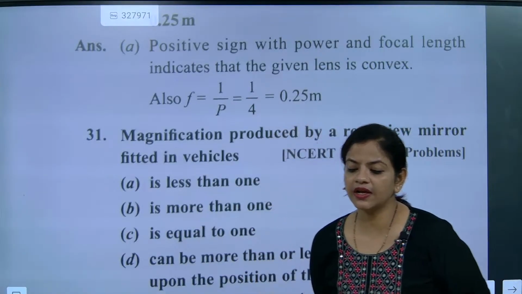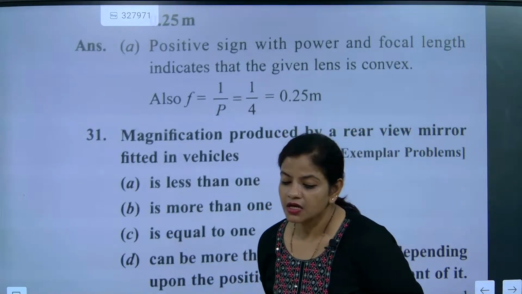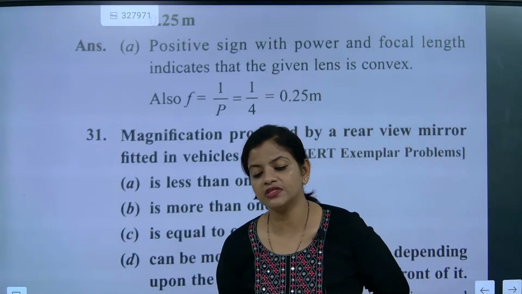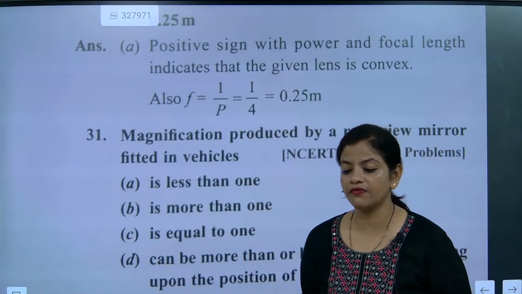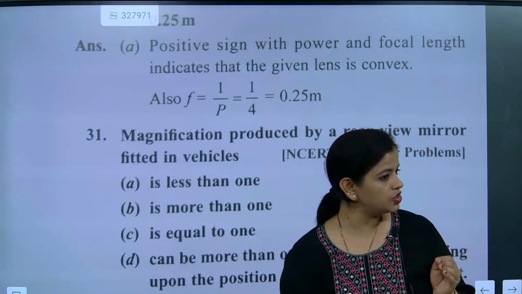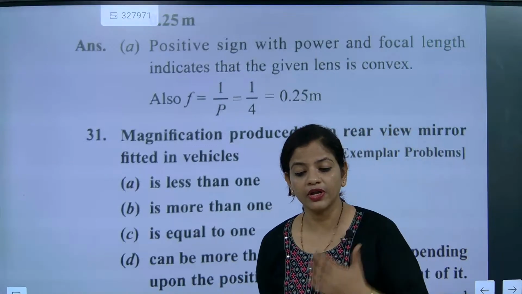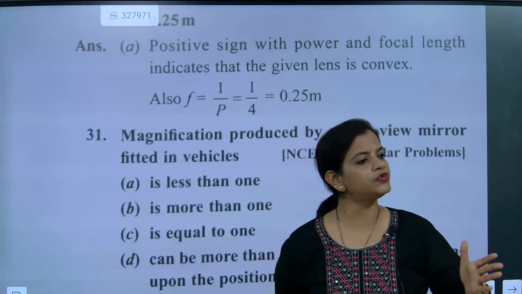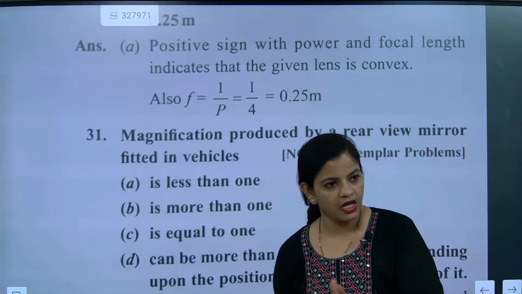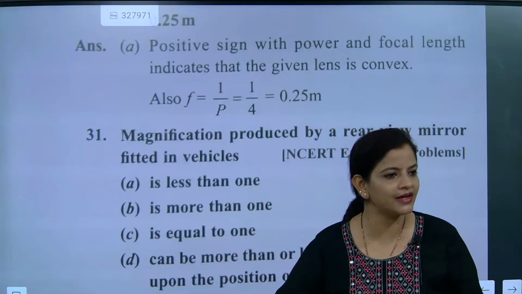Convex mirror. Absolutely correct. The answer is convex mirror. Everyone has given a correct answer. Why? Because we must understand that when we are talking about a convex mirror, whenever an image is obtained, the image is always virtual and erect, and it is smaller than the object. Whenever any object is very far, it looks even farther in the rear view mirror. The distance looks far but the vehicle is actually slightly near.